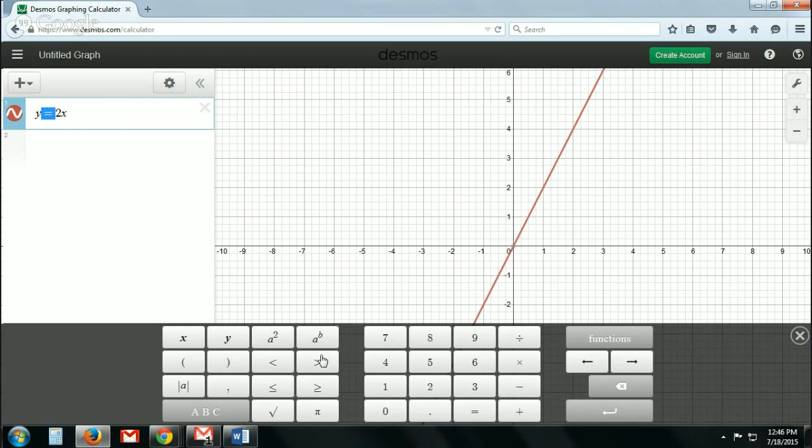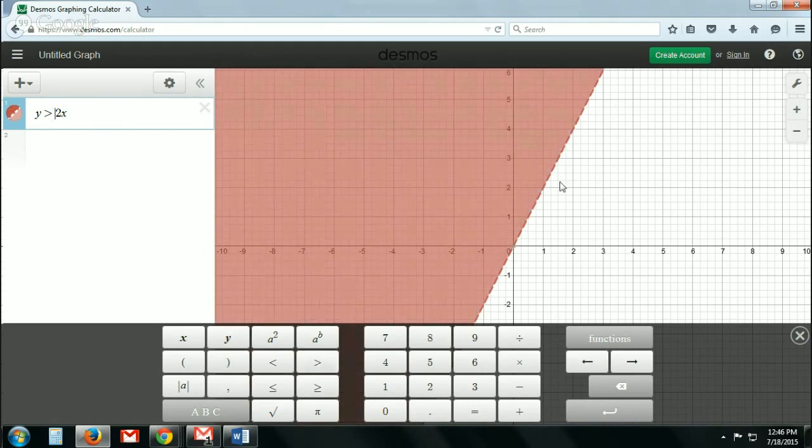Let's see if that's true. It is. A dotted line goes with a strictly greater than or a strictly less than. When we cannot use (0, 0), just pick somebody else that the line missed to substitute in. If it's true, you shade that side. If it's false, shade the opposite side.